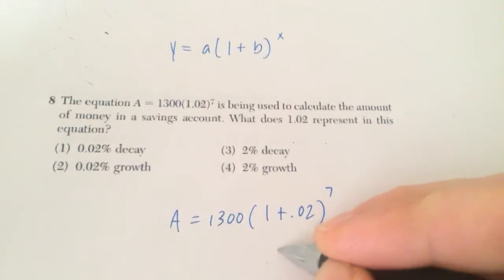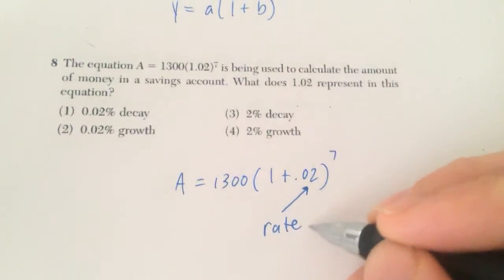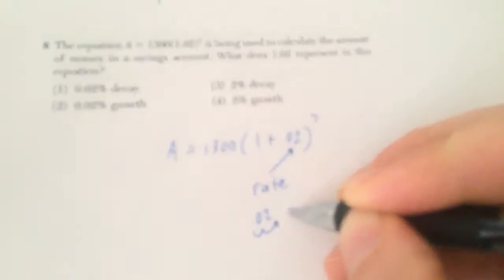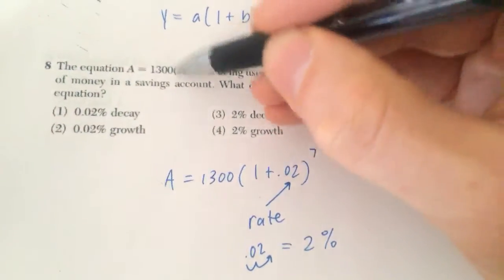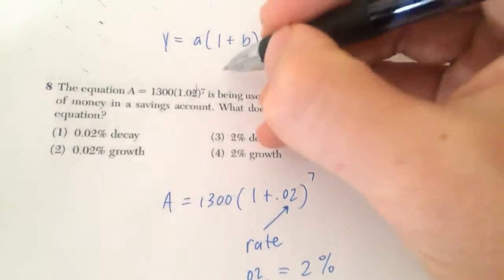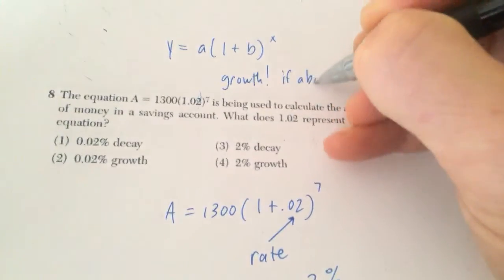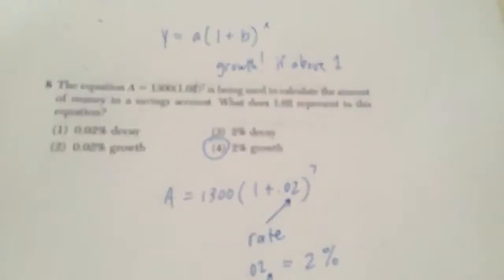So I'm going to break it down. I'm going to tell you that this is my rate. But as a percent, I have to move the decimal 2 places to the right to say 2%. Since this value is above 1, we're going to do growth. So 2% growth.